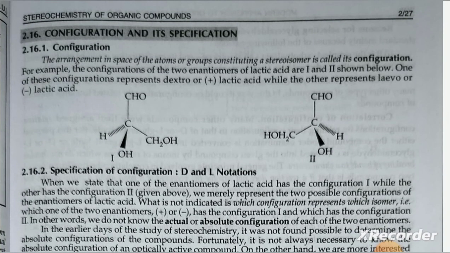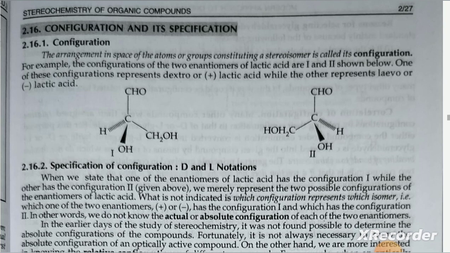Configuration and its specification. First is configuration. The arrangement in space of atoms or groups constituting a stereoisomer is called its configuration. For example, the configurations of the two enantiomers of lactic acid are 1 and 2, shown below. One of these configurations represents dextro or plus lactic acid, while the other represents levo or minus lactic acid.